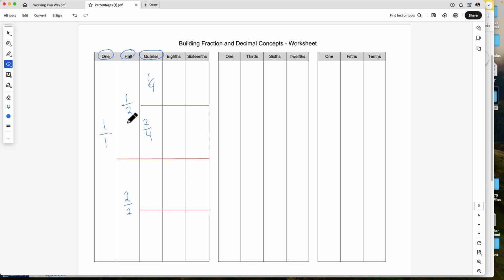And I really have no idea what's going on with this, so hopefully it keeps working. Maybe I need to turn it off and turn it on.